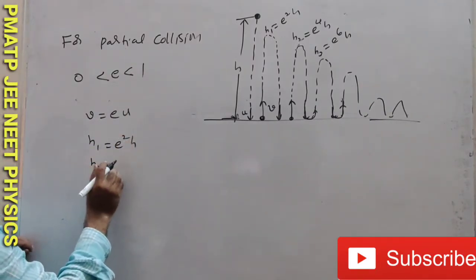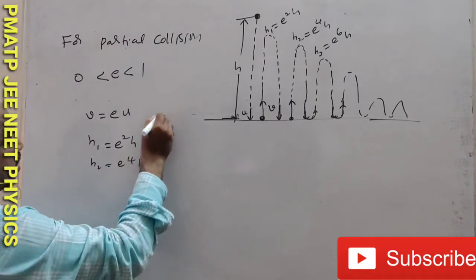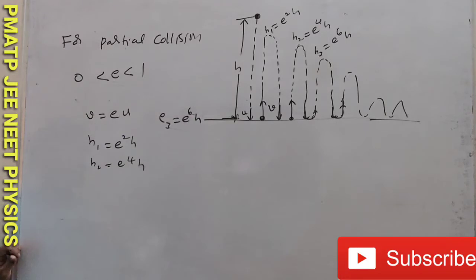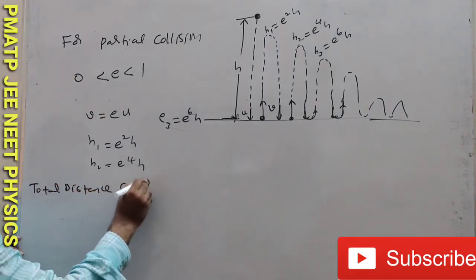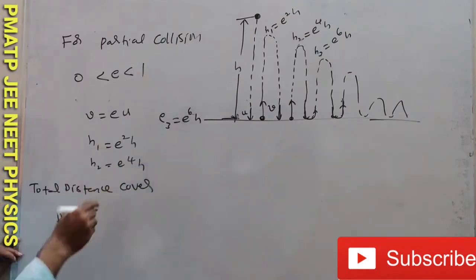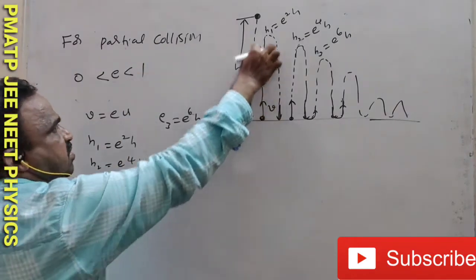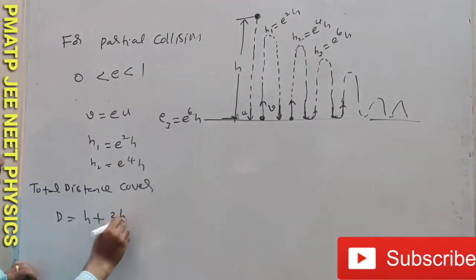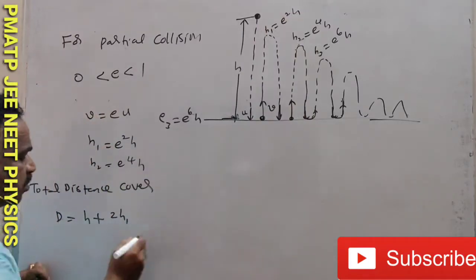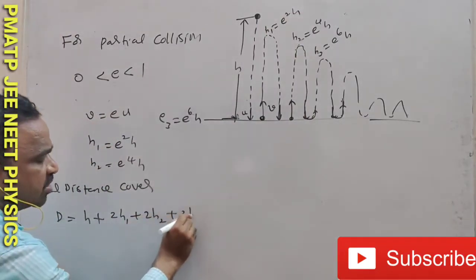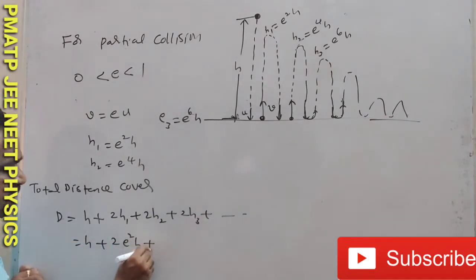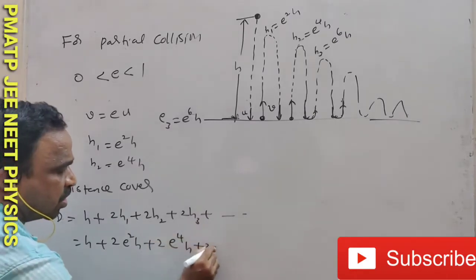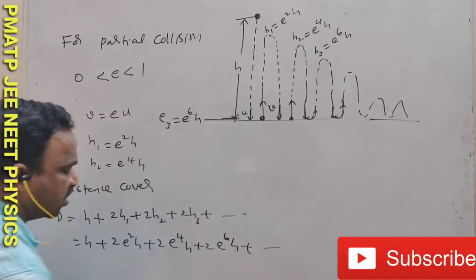h2 is equal to e power 4h, h3 is equal to e power 6h. So total distance covered, d, is equal to the first fall height h. After the first collision it rises h1 and falls h1, so 2h1. After the second collision it rises h2 and falls h2, 2h2, then 2h3 and so on. That is 2h1 = 2e²h, 2h2 = 2e⁴h, 2h3 = 2e⁶h and so on.